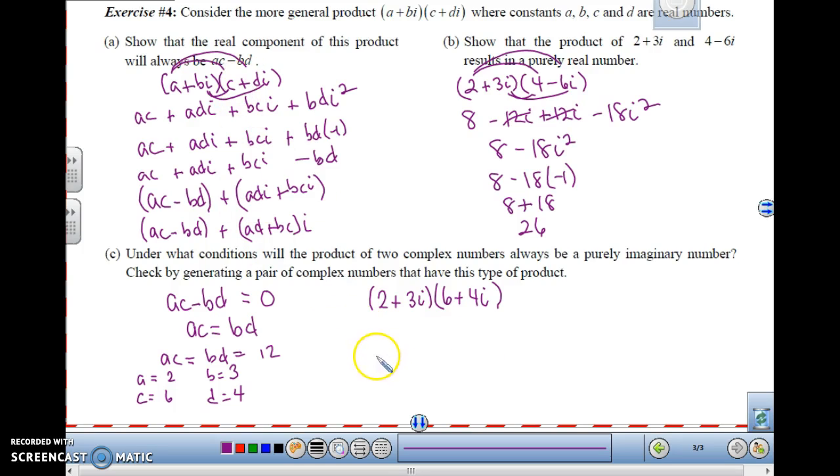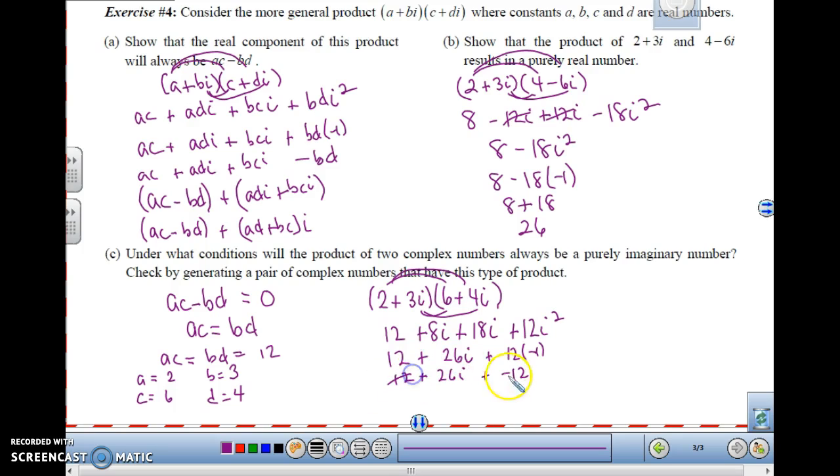All right, so let's work out the product and see what happens. 2 times 6 is 12. 2 times 4I is 8I. 6 times 3I is 18I. And then 3I times 4I is 12I squared. All right, so we know this is going to be 12. 8 plus 18I is going to be 26I. And then 12 times I squared is actually 12 times negative 1, which makes this negative 12. So what happens to the 12s? They're going to cancel each other out, and you're left with purely an imaginary number.